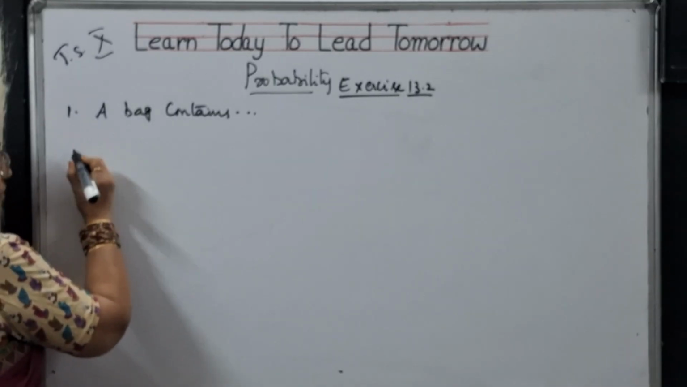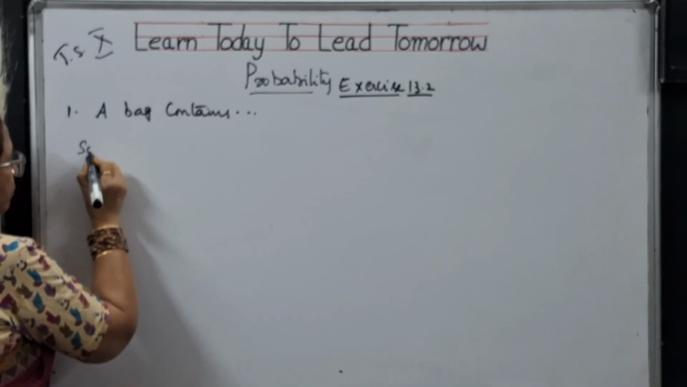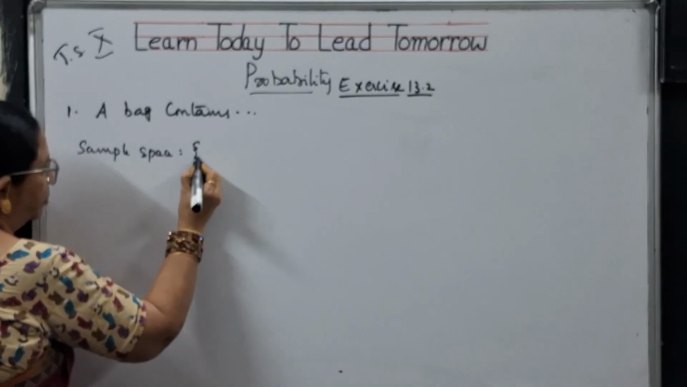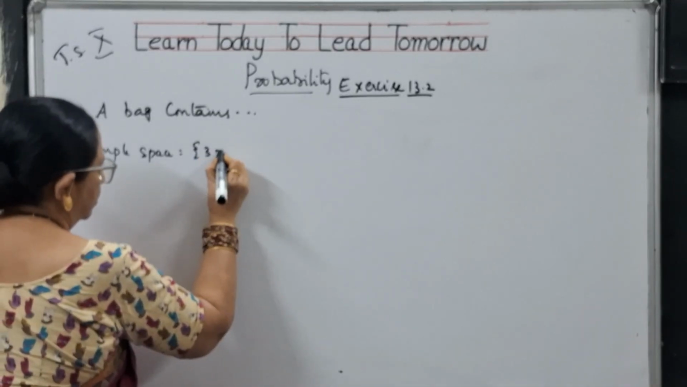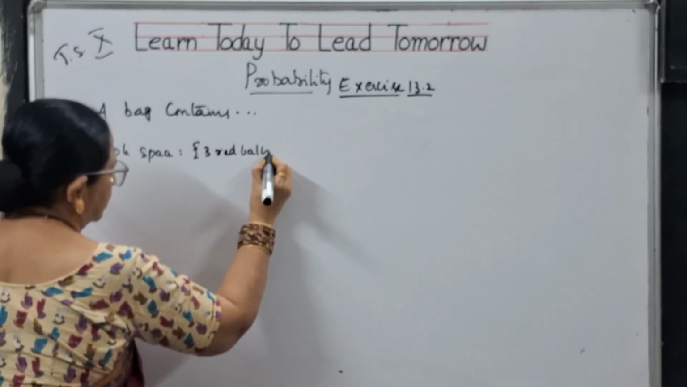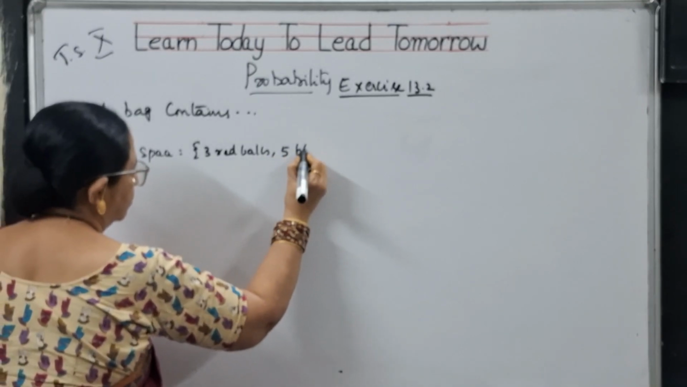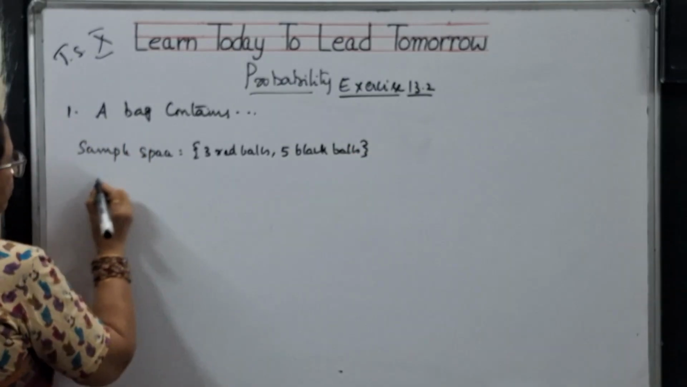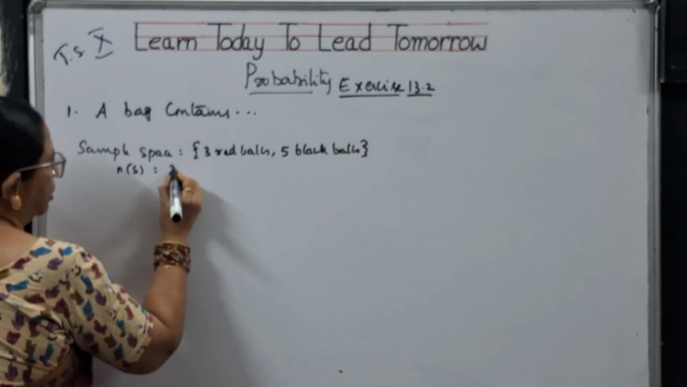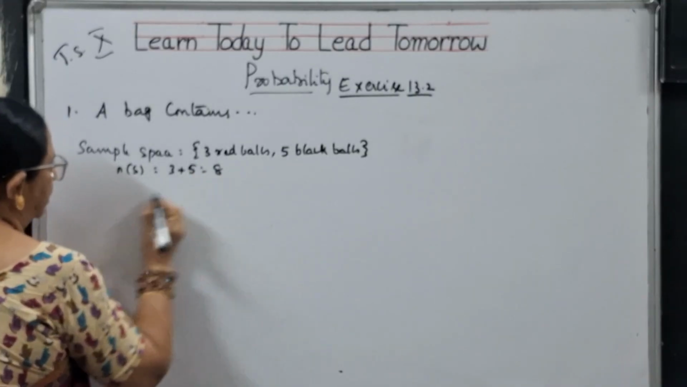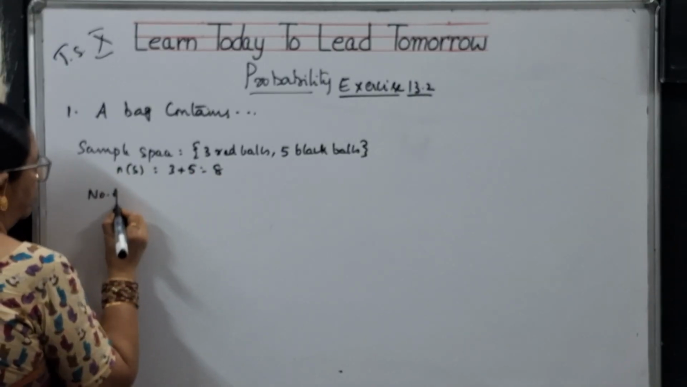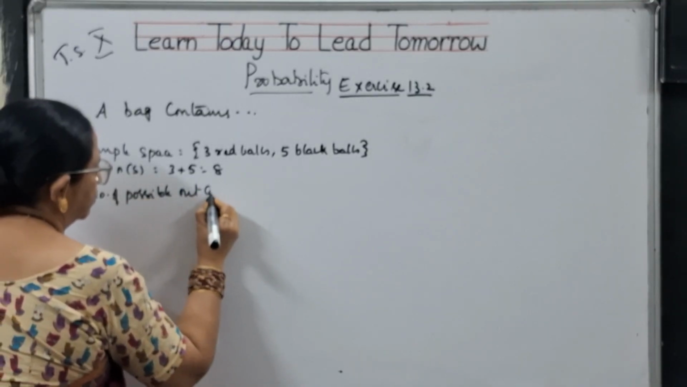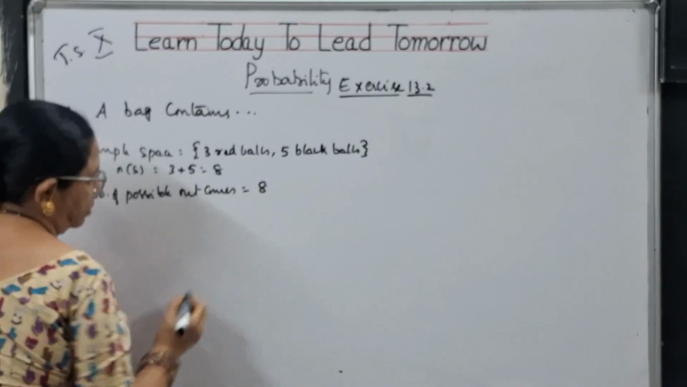So, first, what is a sample space? We have got 3 red balls and 5 black balls. This is the sample space. So, n of S is nothing but 3 plus 5, that is 8. That means the number of possible outcomes is equal to 8.